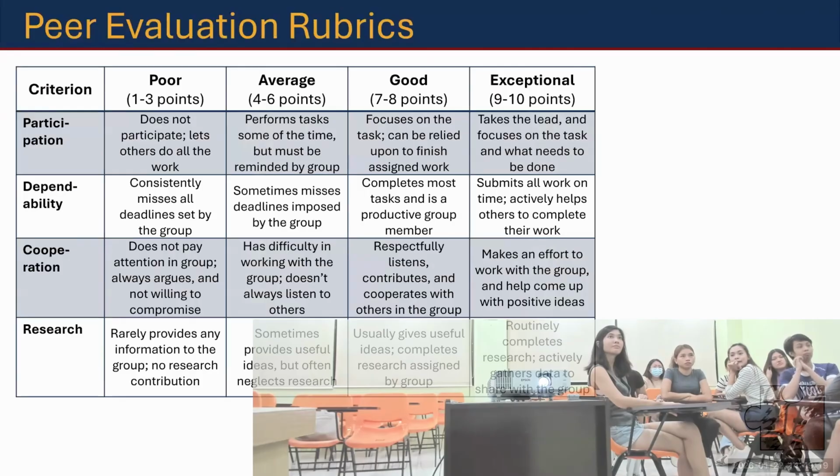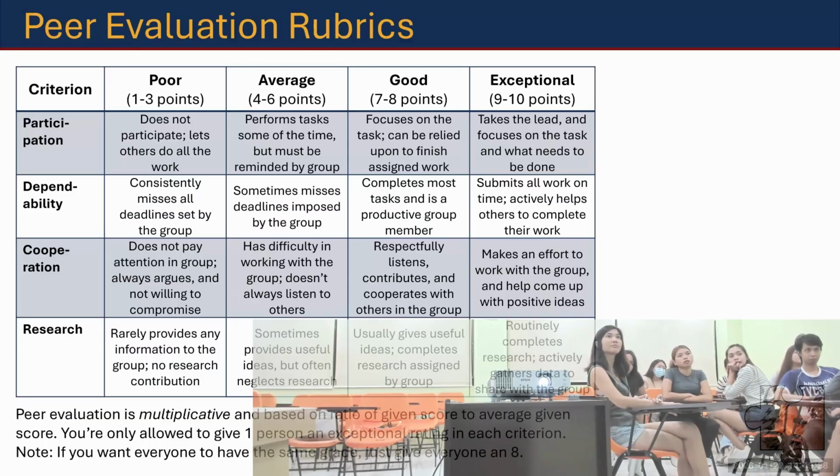Let me explain how I do your evaluation. When I ask you to evaluate your group members, you will use 4 criteria: participation, dependability, cooperation, respect. I will ask you to rate them from 1 to 10. I will only allow you to give one person an exceptional score. Meaning, only one person can have exceptional participation. Only one person can have dependability, which is 9 or 10, and so on. If you don't follow this, you will have a penalty.